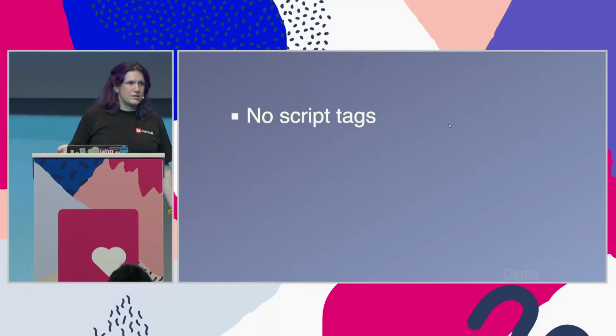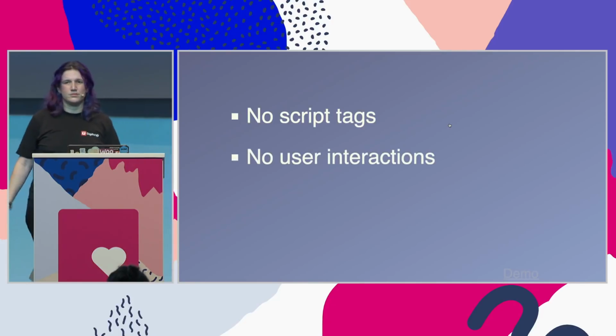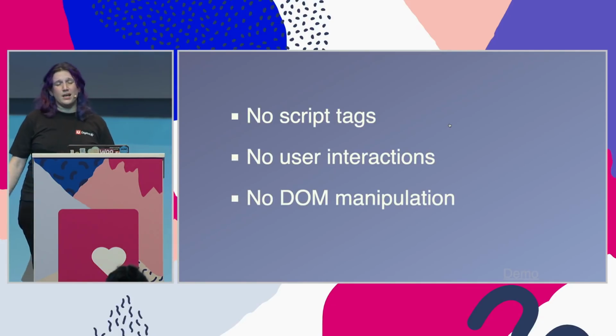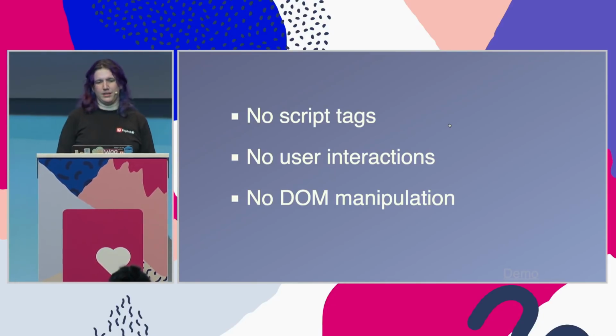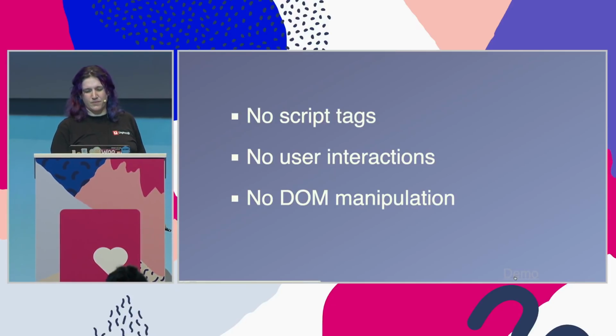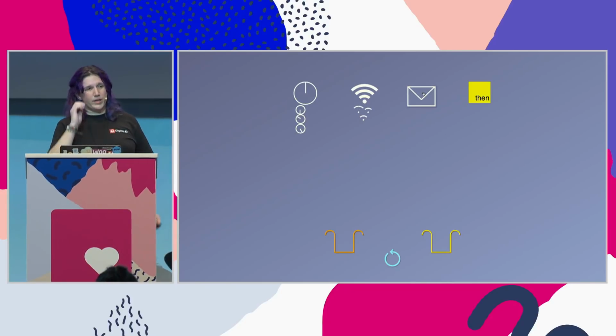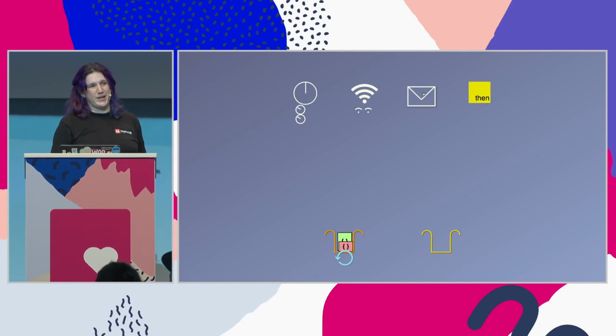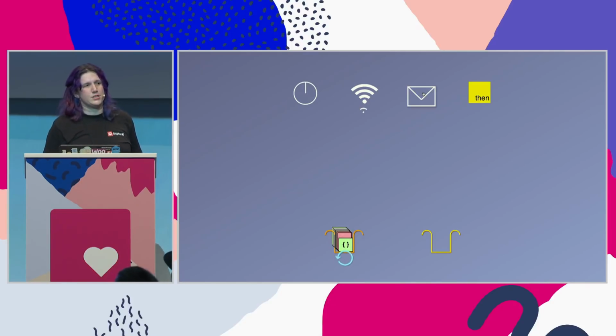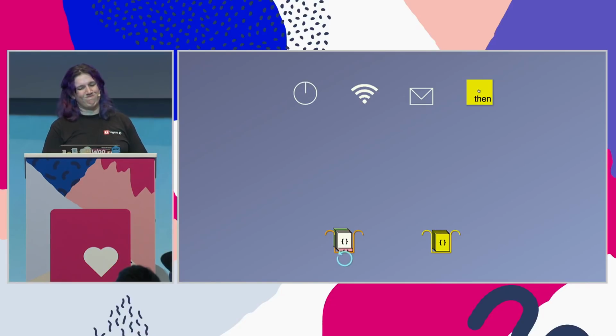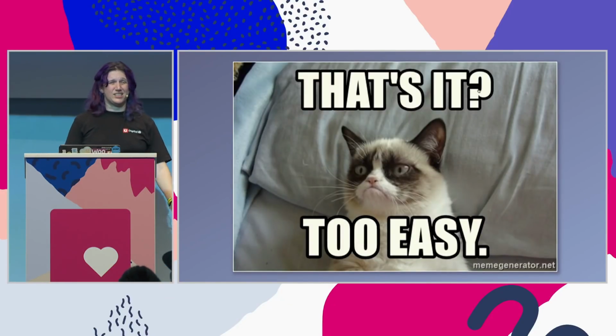So there's no script tags. Again, you just pass it a JavaScript file. There's no user interactions. Web workers aren't allowed to manipulate the DOM, so you don't have to worry about any animation frames or anything like that. If we have a look at a demo, we can see we can generate tasks. We can call setTimeout. We can make XHR requests. We can send and receive postMessage events. So postMessage is how your web worker communicates with the browser window. And we can make promises. That's it. It's just really easy.